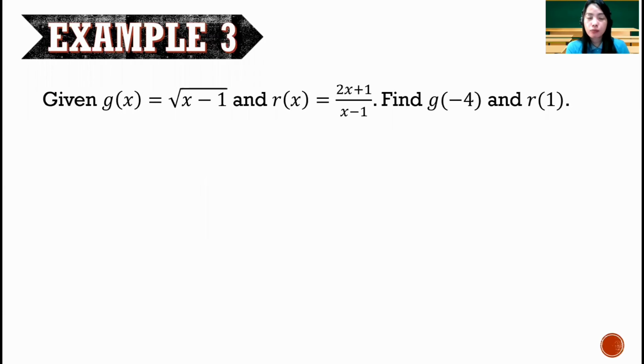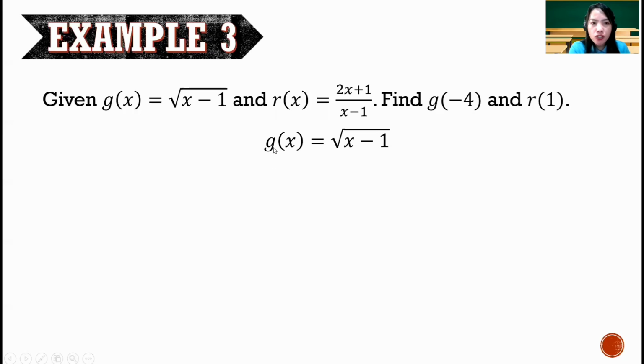In example number 3, we are given g of x equals the square root of the quantity x minus 1 and r of x equals 2x plus 1 all over x minus 1. We're going to find g of negative 4 and r of 1. Let's start with the function g of x.